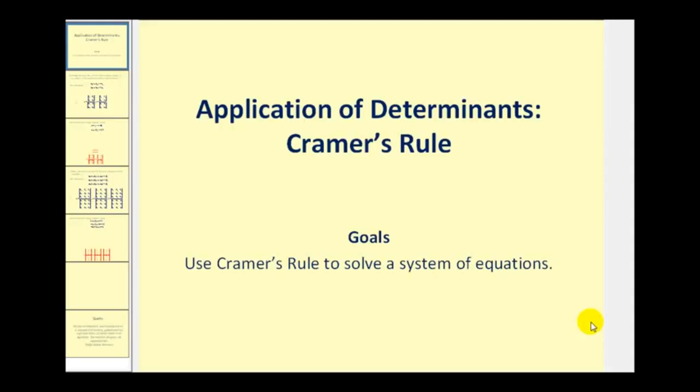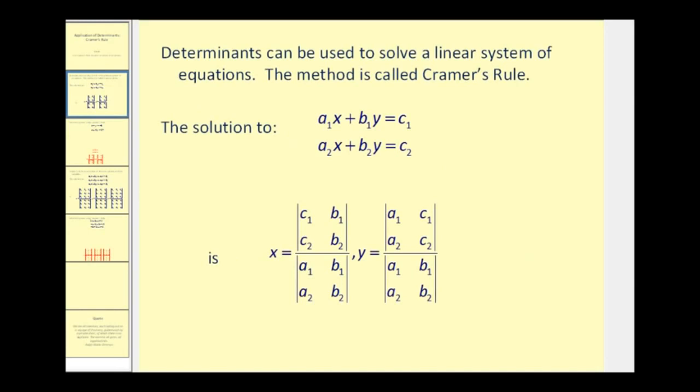Welcome to a video on Cramer's rule. This is a way of solving a system of equations using determinants. Let's first take a look at a system of two equations with two unknowns.